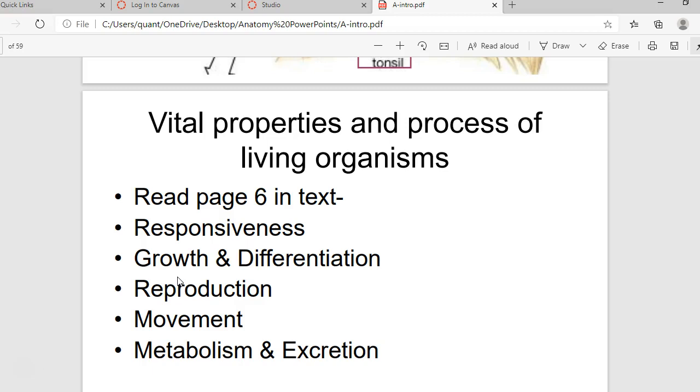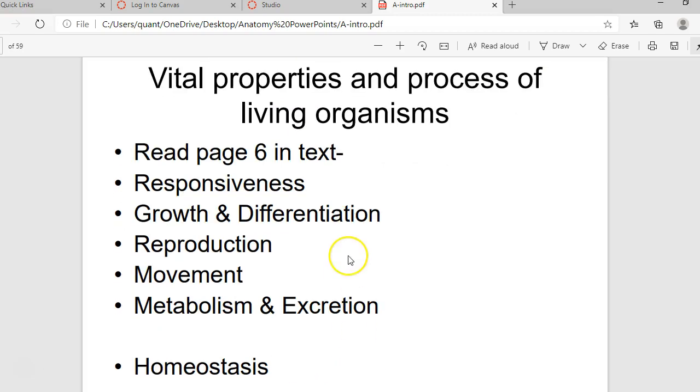This is basically from your 130. I can go name 2, 3, 4 different properties that are shared by all living organisms. And you remember this, like responsiveness, growth. I don't even know if I'd put differentiation if you're talking about a single cell organism. So basically, these properties are shared by the smallest to the largest. So everything from an amoeba to a blue whale or a redwood tree. Reproduction, movement, metabolism and excretion, homeostasis.